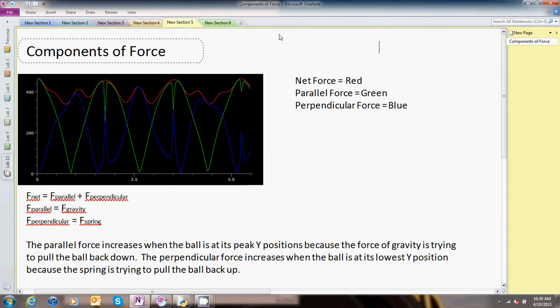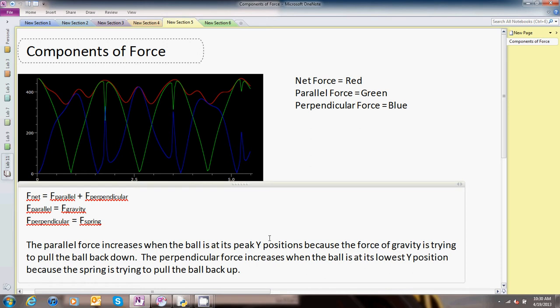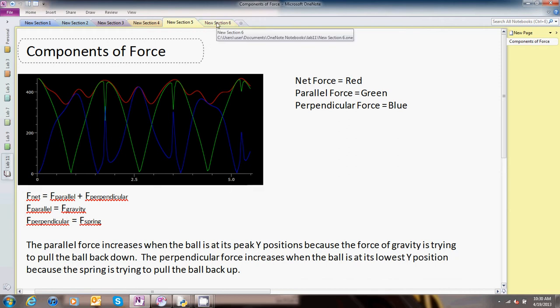For the components of force, red is the net force, green is the parallel force, and blue is the perpendicular force. The parallel force increases when the ball is at its peak y positions because the force of gravity is trying to pull the ball back down. The perpendicular force increases when the ball is at its lowest y position because the spring is trying to pull the ball back up. So the parallel force is related to the force of gravity, and the perpendicular force is related to the force of the spring.